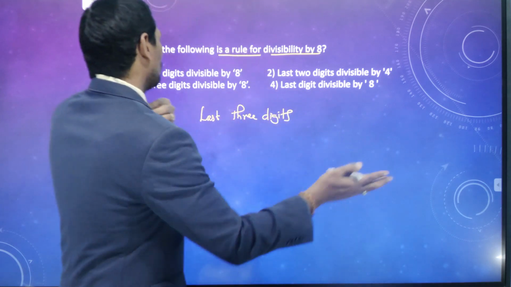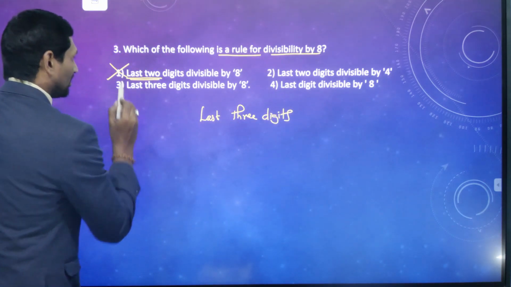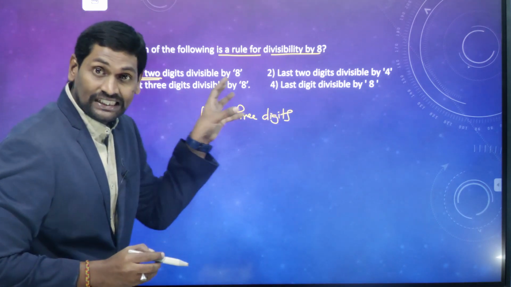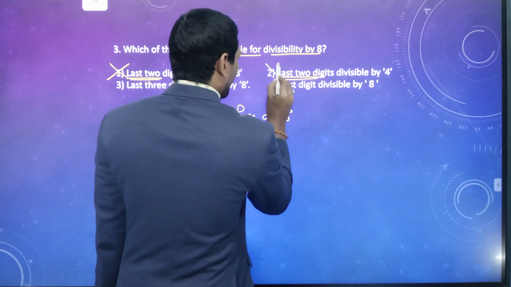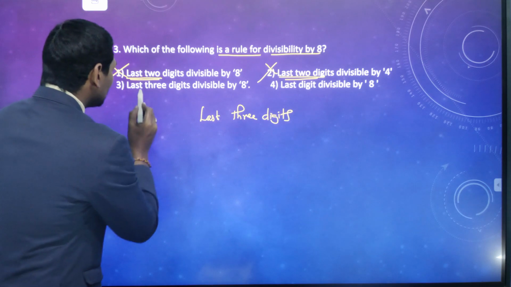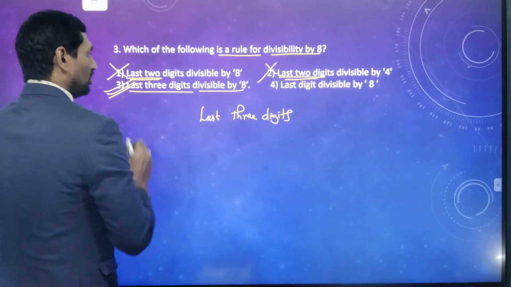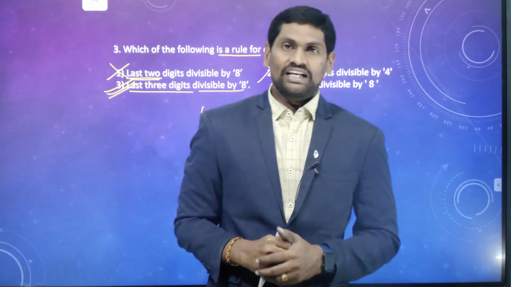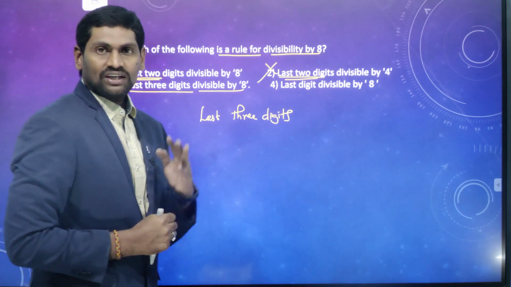So let us go through the options here. Last two digits does not work out. We have to discuss the last three digits of a number. The second option also says last two digits, so we can neglect it. Coming to the third option, last three digits divisible by 8. Yes, which is exactly suitable. Option number 3 is our required answer. Let us move on to the next problem.